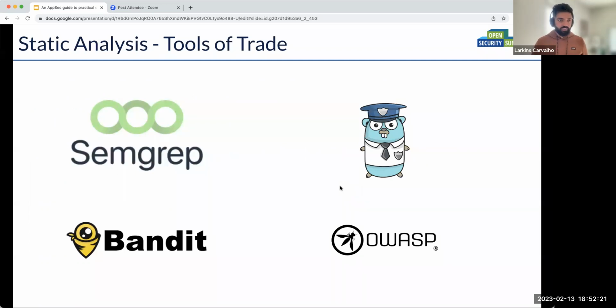Some of my personal favorite tools are Semgrep and Bandit. You can use Semgrep to analyze different languages, not just one particular language, whereas Bandit is for Python, and GoSec is for Go. OWASP has a huge list of static code analysis tools, both open source and commercial. You can take a look at them and see which one fits your needs.